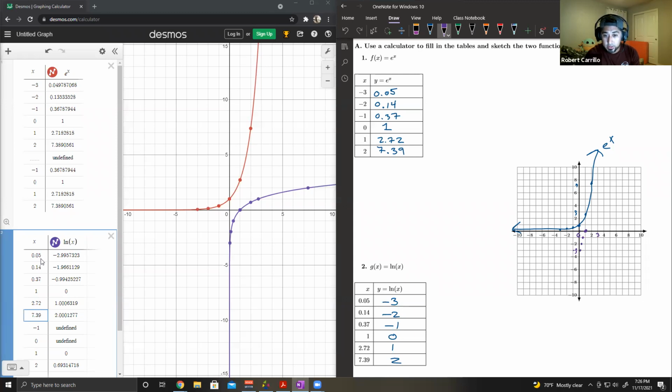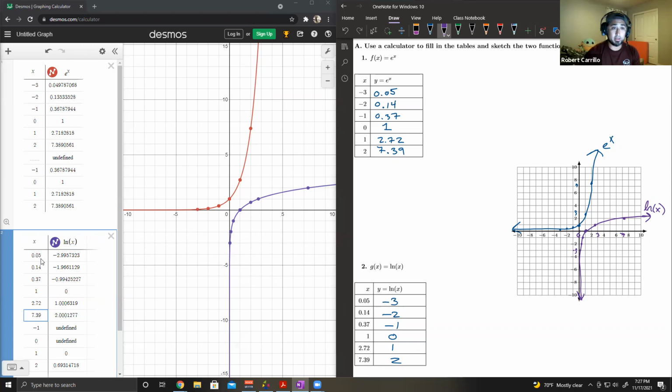So we'll put that close enough to 3 there. And then at 7.39, you are at 2. So we'll just put that around there. And here is what the natural log function looks like. And you'll follow that down and follow this out into the right. So here's the natural log of x.